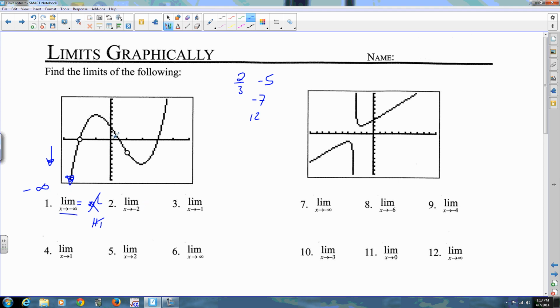Okay, let's look at x value of -2. Notice there's a hole in the graph. Initially you might say, well, the graph doesn't exist because there's a hole there.